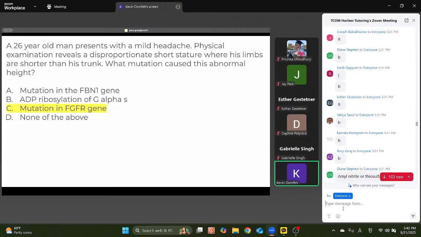What is A? Does anyone know what A is? A is Marfan's. Good. What symptoms do you see in Marfan's? Yeah, everybody's tall. Long limbs, very lanky. Yes, I was just about to ask that, thank you, Rachel. Most of these Marfan's patients die because of aortic aneurysm and aortic dissection. All right.